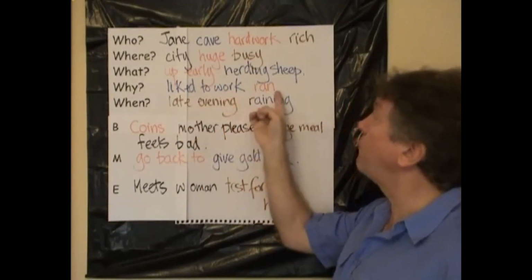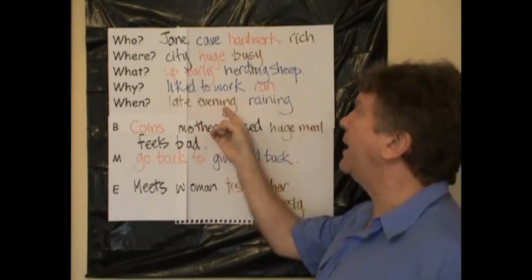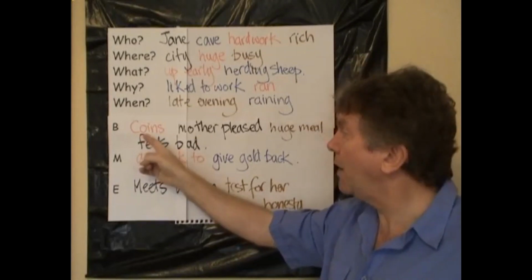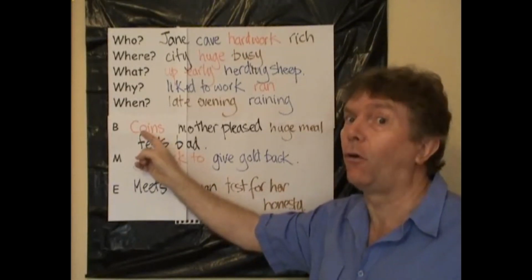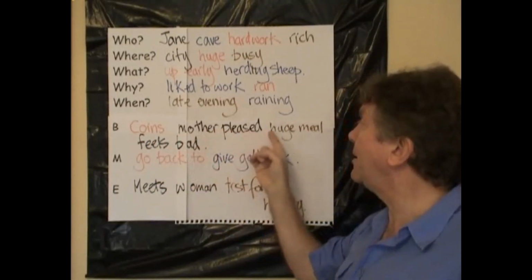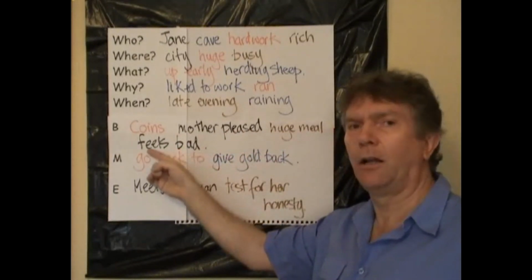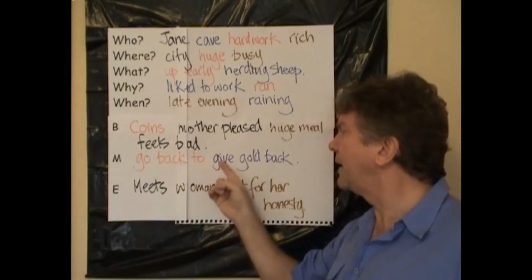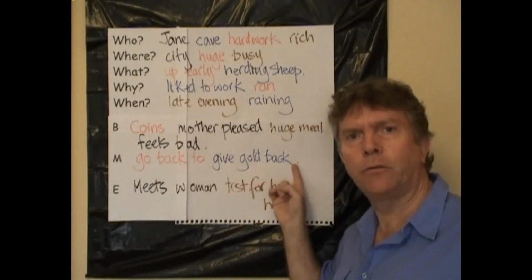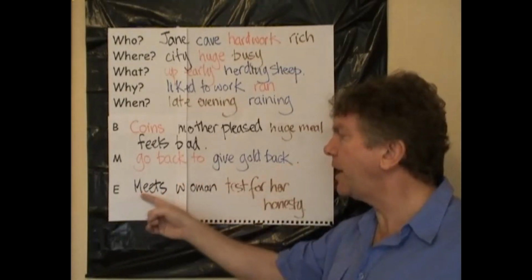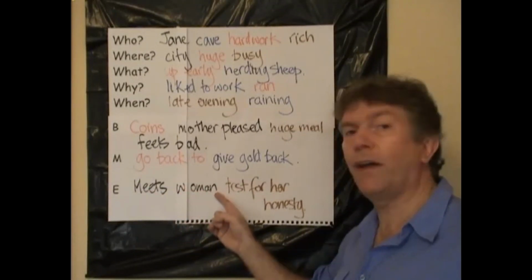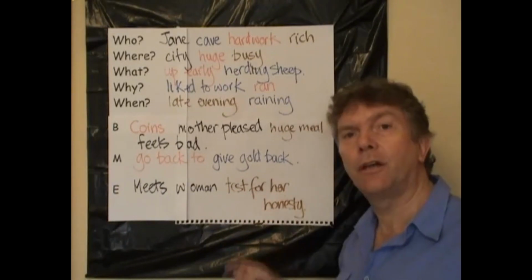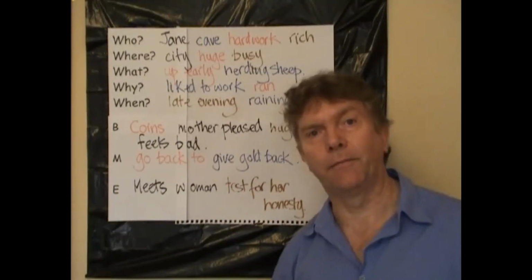She liked to work, she ran to work, and one late evening when the rain was falling, she met someone, a woman, who gave her coins, a lot of coins for all of the sheep. Her mother was pleased and the two of them had a huge meal. But Jane felt bad. She wanted to go back to give the gold back to the woman who had bought the sheep. And when she did meet that woman, she gave her even more gold, because this had been a test to find out how honest she had been.